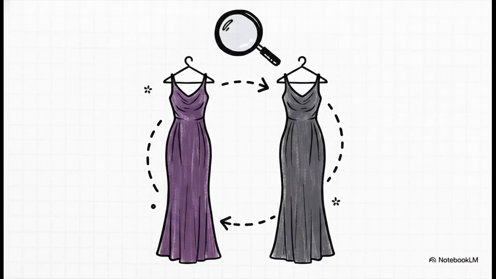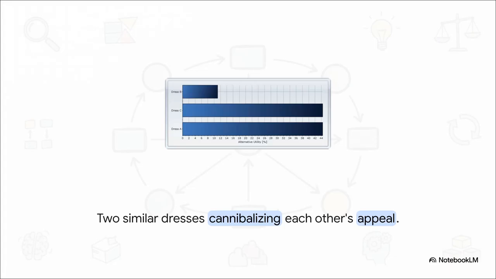But wait, what if the choices themselves are correlated? Like what happens when 2 options you are considering are practically identical? Welcome to the evening dress dilemma. Picture this. A woman is choosing an evening dress for a big gala. Her initial choices are dress A, which is highly elegant, and dress B, which is a bit less elegant.